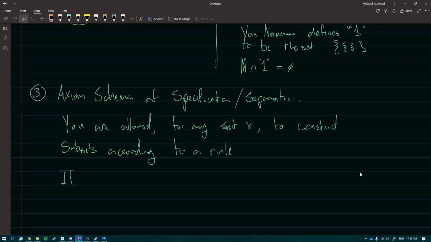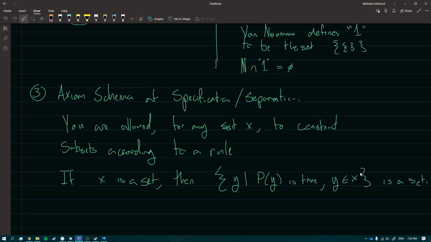So if x is a set and it follows all the rules that sets have to follow, then the subset of x given by y such that some predicate upon y is satisfied and y is an element of x, this is a set. So we're allowed to make up some logical statement like x is blue, x is green, x is 1, x is 2, x is less than 3. Anything like that that you can make up that follows the rules of set theory, you can construct subsets from it. So this is well defined.